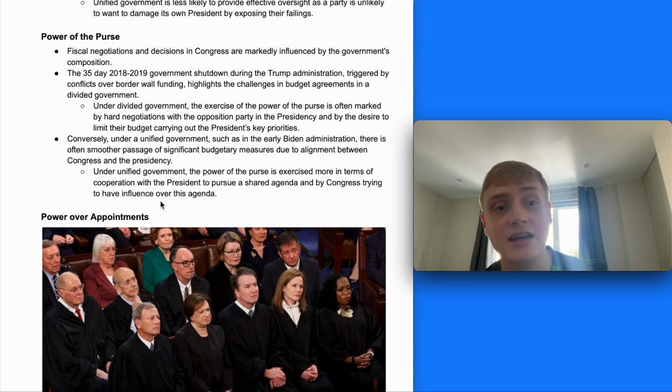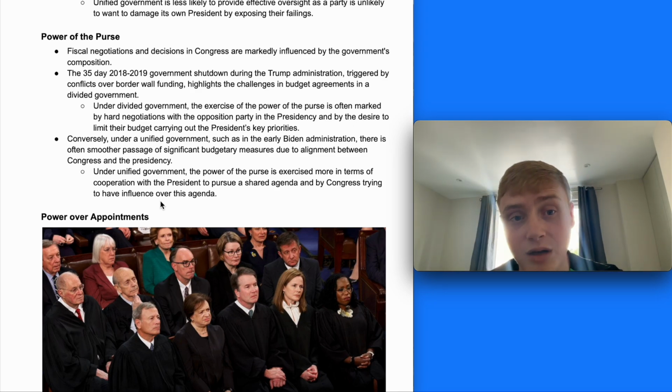So the 35-day government shutdown during the Trump administration, triggered by conflicts over border wall funding, highlights the challenges of budget agreements in a divided government. Under divided government, the exercise of power of the purse is often marked by hard negotiations with the opposition party, the presidency, and by the desire to limit their budget carrying out the president's key priorities.